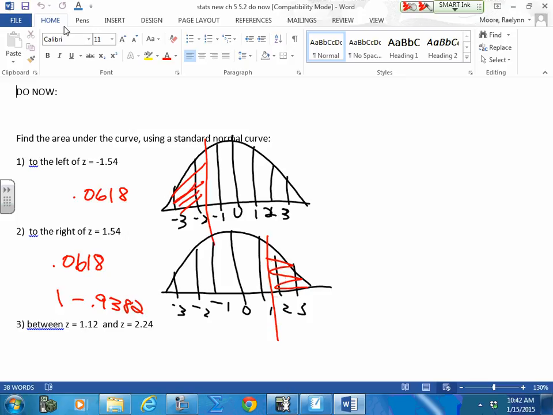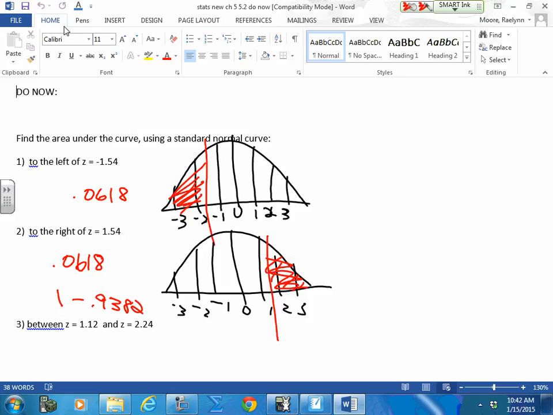This piece and this piece, we're using the property of symmetry for your curve. It's the same distance away from 0. It's kind of almost like an absolute value concept, that the distance is the same from 0. So your curve is symmetric about the mean, where the 0 is located. So this area is the same as this area.